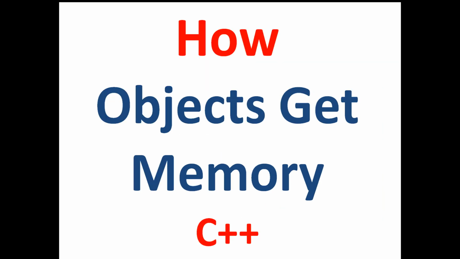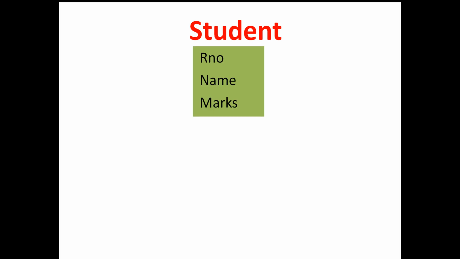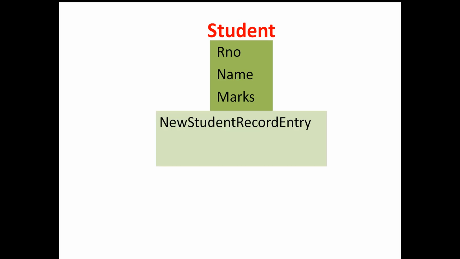Hello students, let's learn how objects get memory in C++. First of all, we will create a class student. We will take 3 data members: roll number, name, marks. Then we will take one member function for getting entry for a new student. For this, first we will write 2 libraries, iostream.h and conio.h.